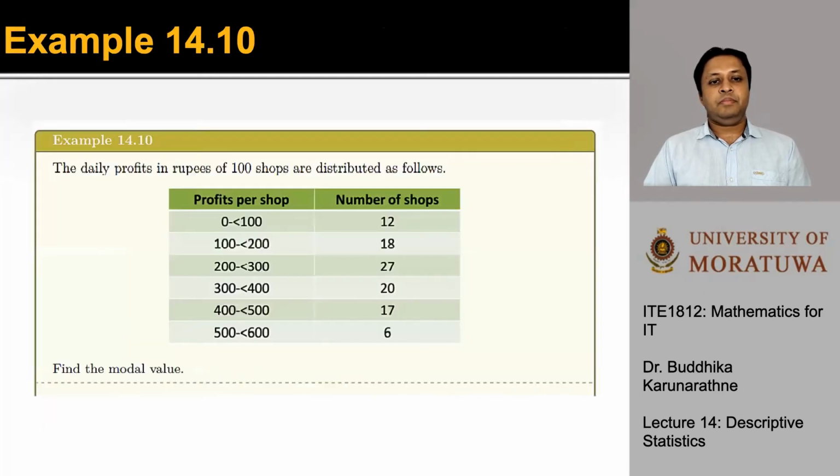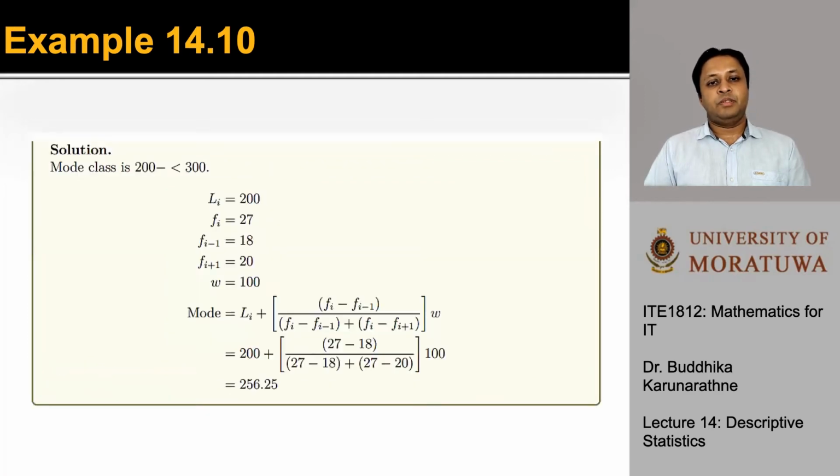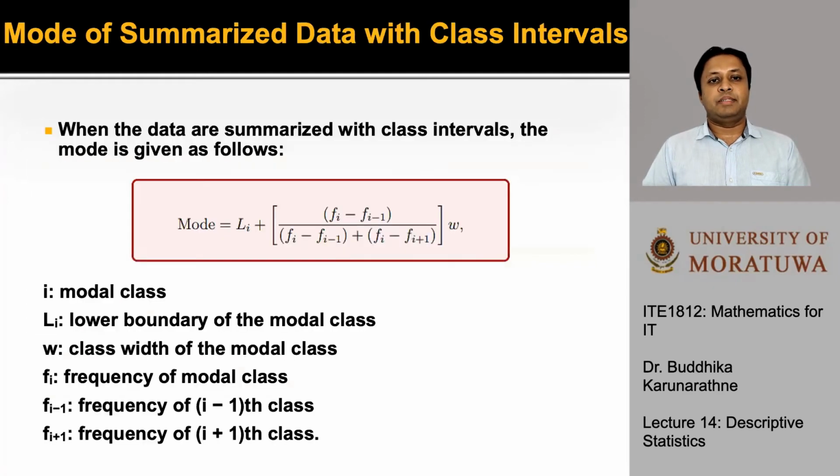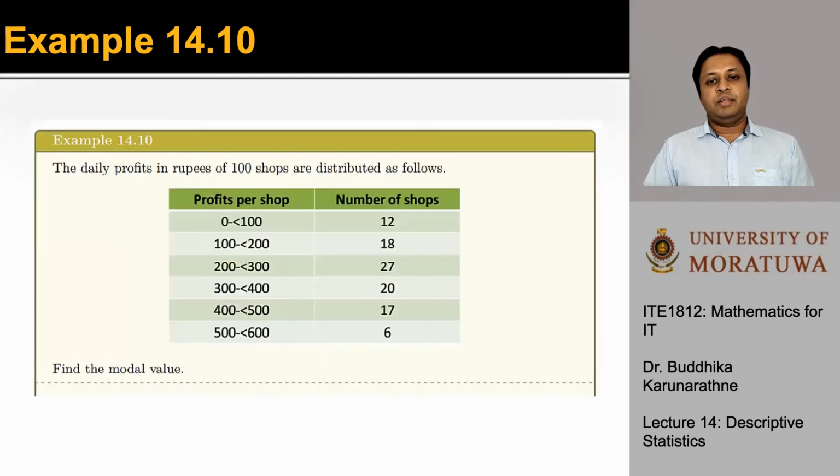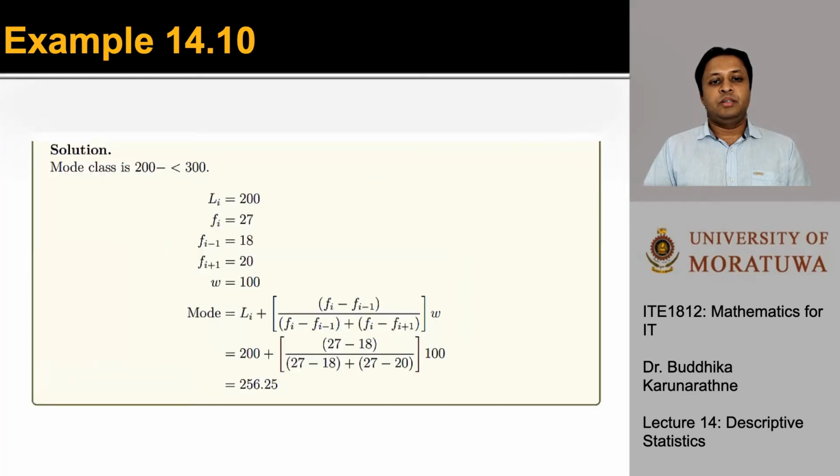Take an example. These are daily profits in rupees for 100 shops given in this table. So these are class intervals. Profits are listed as class intervals, 0 to 100, 12 shops, 100 to 200, 18 shops, and so on. You are required to calculate the mode. So how do you approach the solution? You have to use the equation that we described in this slide. So you have to identify the modal class. How do you do that? You look at the frequencies. Okay, 27 is the highest frequency. By that, you identify the modal class to be 200 to 300.